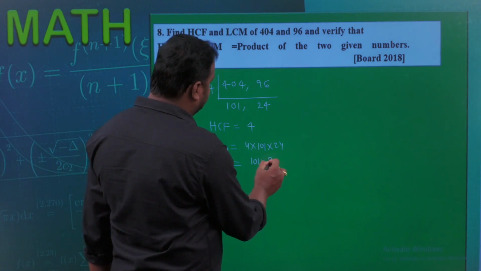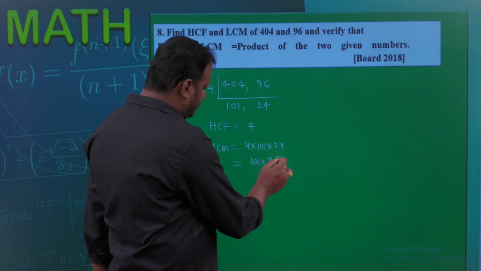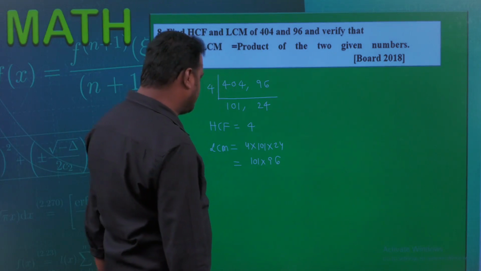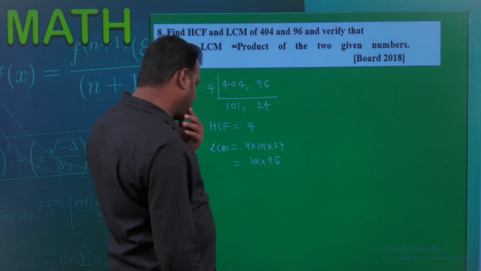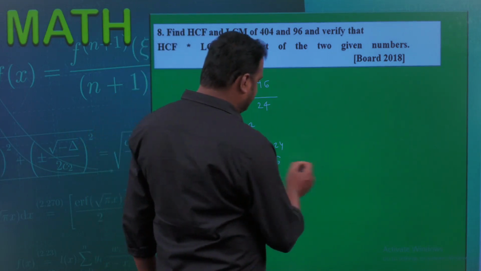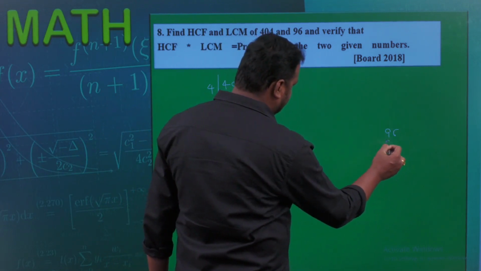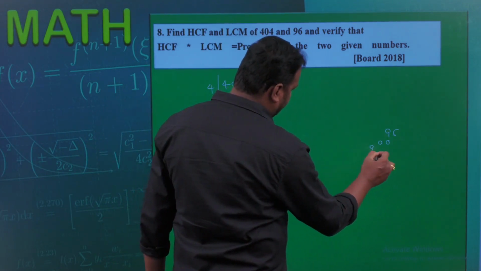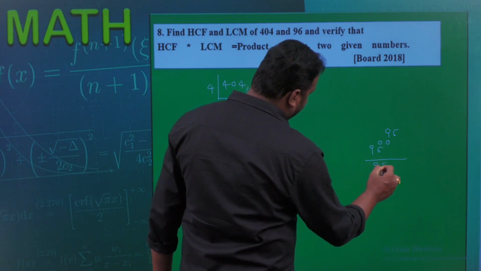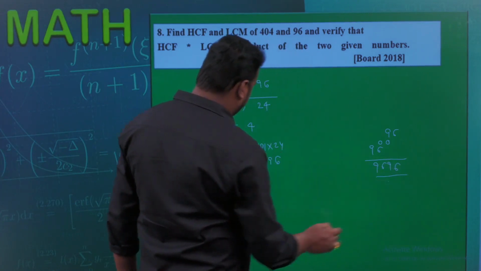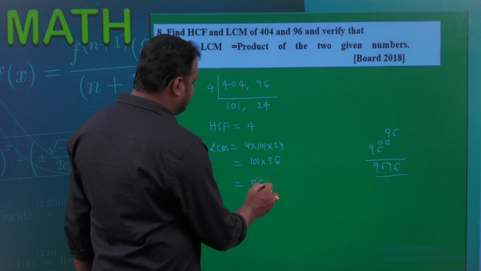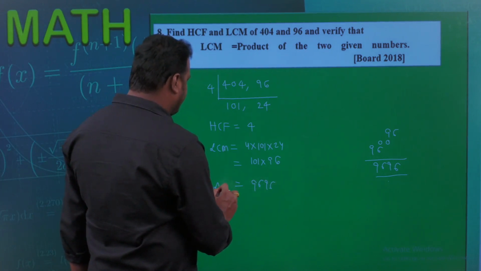101 into 24 is going to be, multiplication with 1 is easier. 96 ones are 96, then 0, 0 and 1. So this is 9696. 9696 is the LCM. And what is the next one?